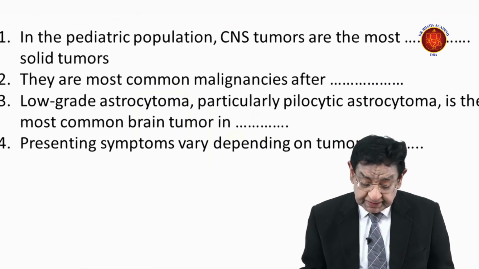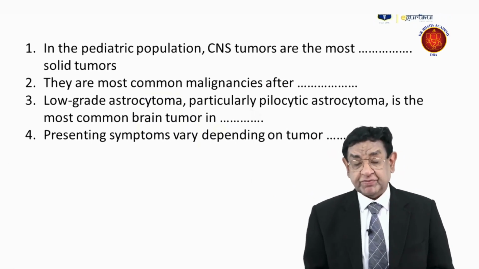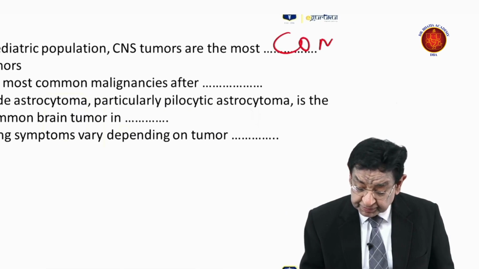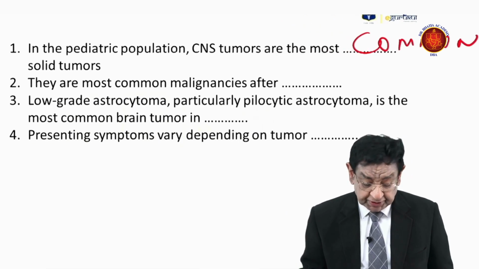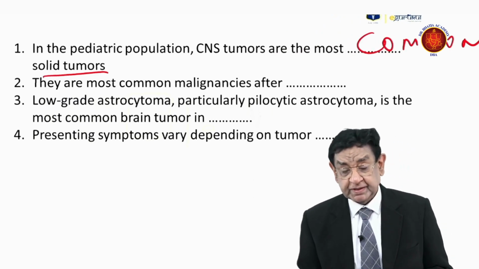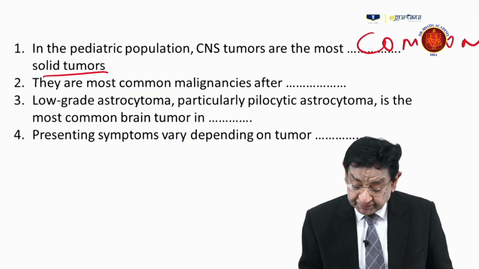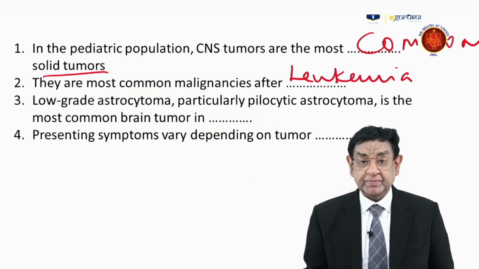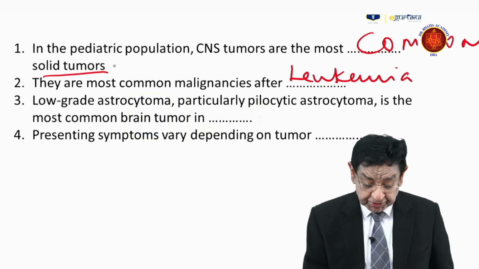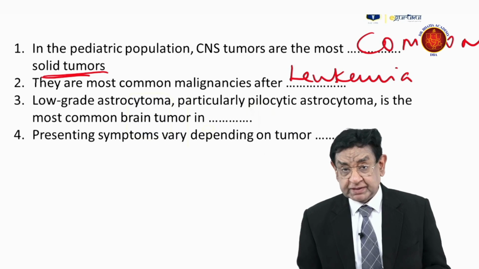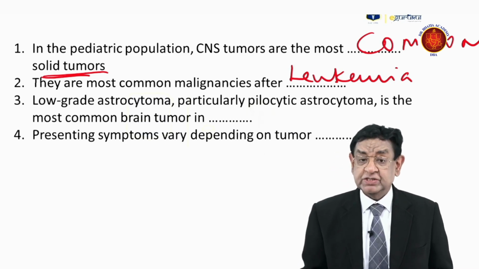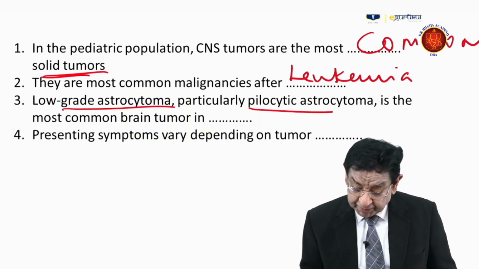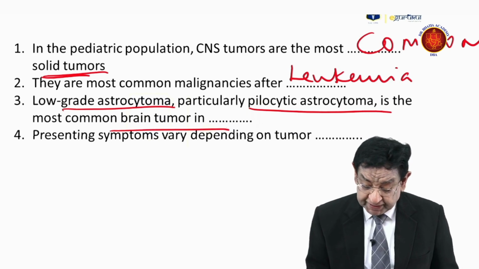Now, in the pediatric population, like in our patient, a 9-year-old boy, CNS tumors are the most common solid tumors. Point to be noted: they are second most common after leukemias. But do not forget, leukemias are liquid tumors. Here we are talking about solid tumors. So the most common solid tumor is CNS. Low-grade astrocytoma, particularly pilocytic astrocytoma, is the most common brain tumor in children.